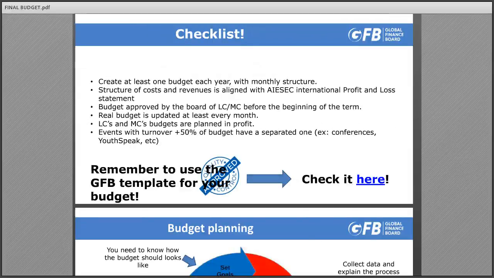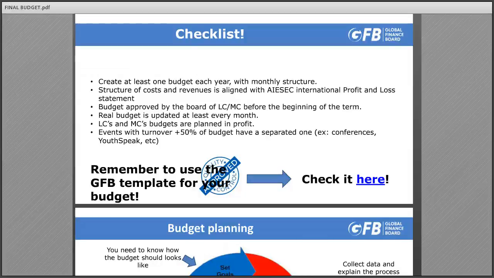Continuing with the checklist, there are 6 main points. First, create at least one budget each year with a monthly structure. The structure of costs and revenues must be aligned with the AIESEC International Profit and Loss Statement. The budget must be approved by the board of the LC or MC before the beginning of the term. The real budget is updated at least every month, because if not, it makes it pointless to have a budget and to build it. LCs' and MCs' budgets are planned in profit.